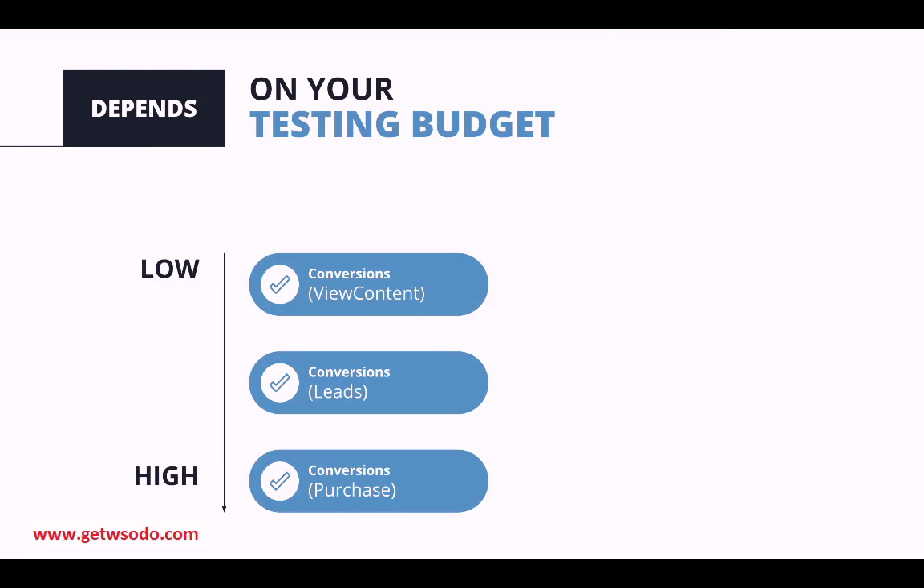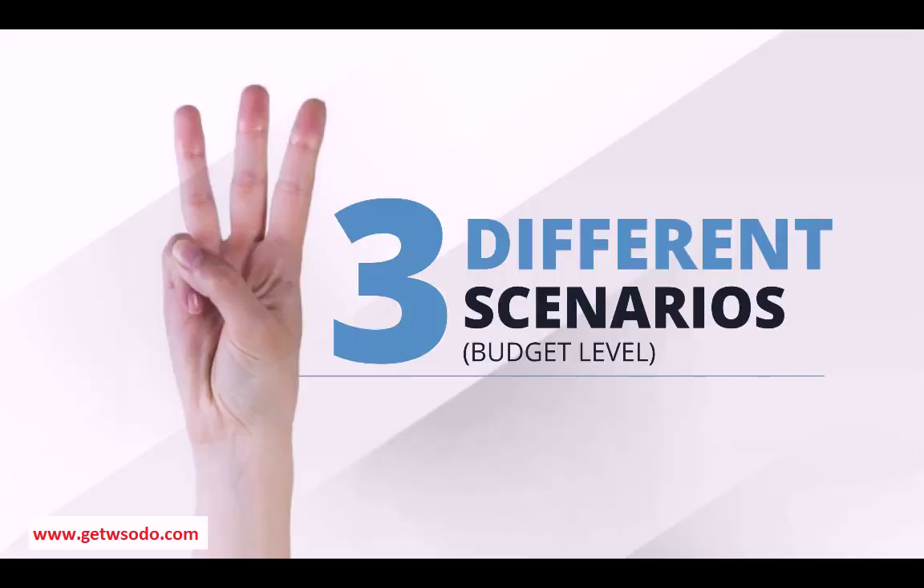So which conversion objective you choose, whether it be view content, lead, or purchase, really depends on your testing budget. So I'm going to explain. There's 3 different scenarios here of what you can choose. So let's say that either you can choose view content, lead, or purchase, right?